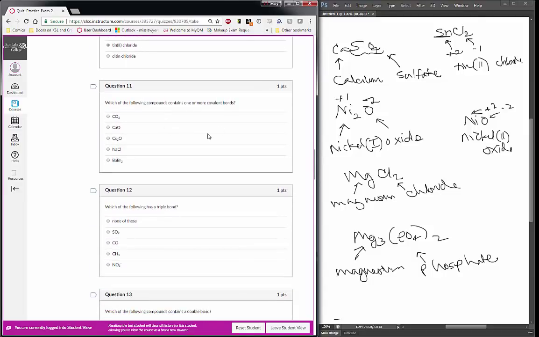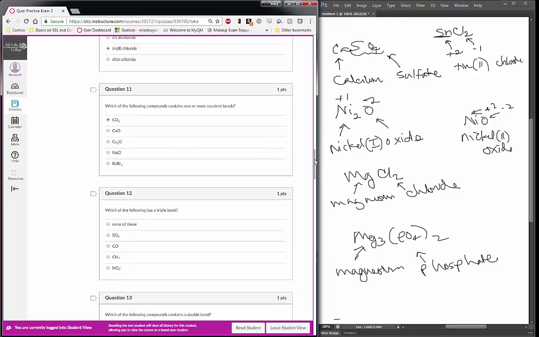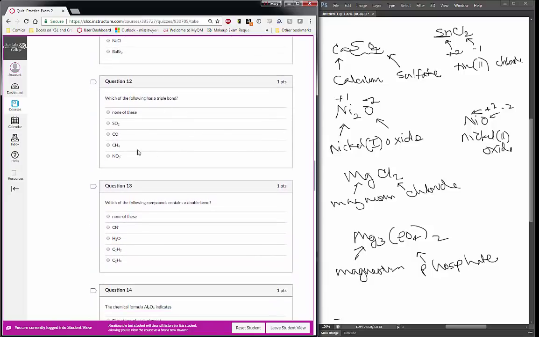All right, which of the following compounds contains one or more covalent bonds? Now we know that ionic compounds form ionic bonds, and molecular compounds or covalent compounds form covalent bonds. So what you're looking for is one of these which has only nonmetals, because ionic compounds form between metals and nonmetals, and covalent compounds form between nonmetals. So barium is a metal, sodium is a metal, cesium is a metal, calcium is a metal, carbon is a nonmetal. This is the only one where carbon and oxygen are both nonmetals, therefore you're going to have covalent bonds instead of ionic bonds. Which of these contains a triple bond versus which of these contains a double bond?